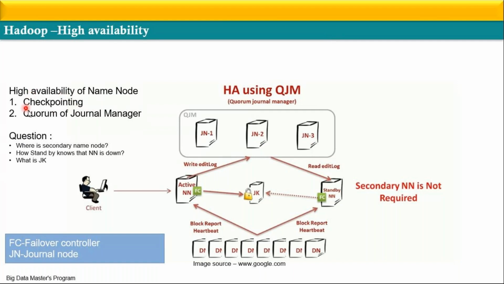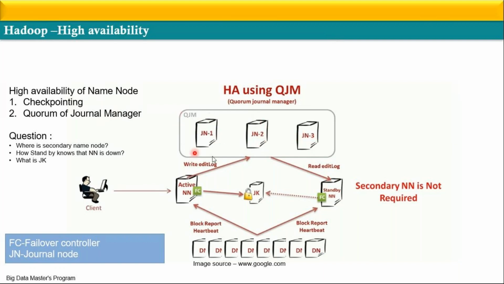And then we have a second solution that is there inside the market as well, quorum of journal managers. So over here, different nodes, that is journal nodes, are taken, say journal node 1, journal node 2, journal node 3.